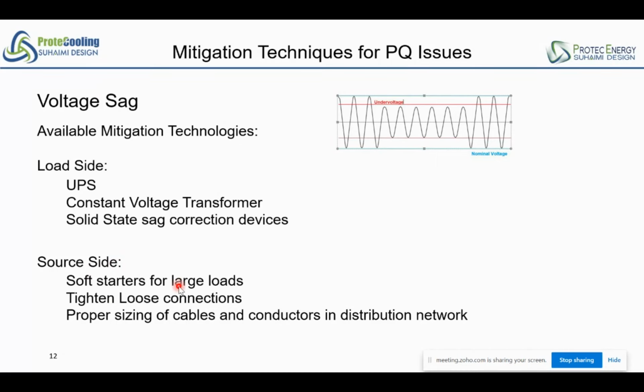So if it is only for starting, go for the soft starter, and identify any loose connections in the network. If there is an inrush current, then due to loose connections the voltage drop could be higher, converting that inrush current into a higher voltage drop and causing a sag in the distribution network. Then if the cables are undersized, they can also cause sags in the distribution network. So we need to look at these aspects first before going for the load side mitigation techniques.